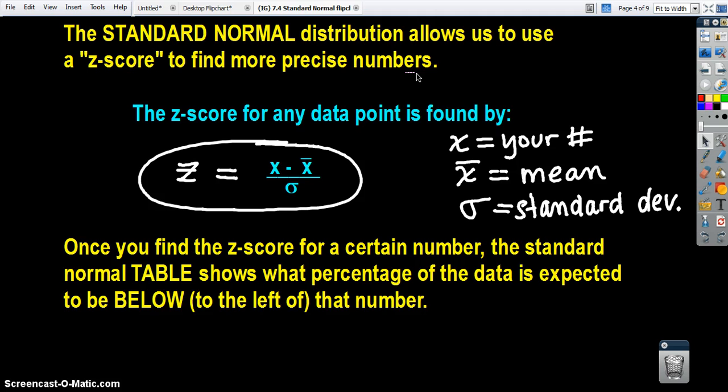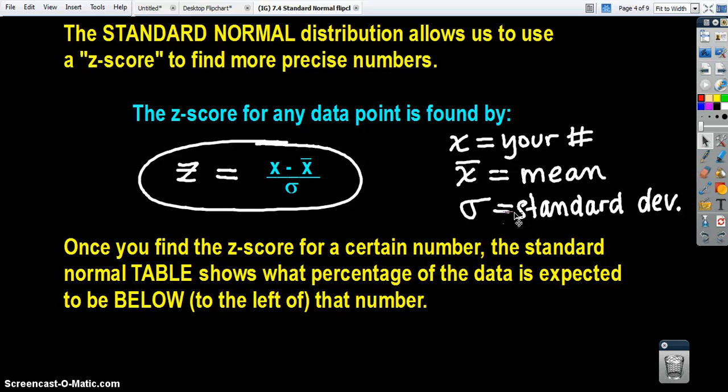The z-score for any data point is found by, here's a formula you have to use. The x stands for your number we're asking about, so in this case it would be 90. X bar still means the mean. And sigma, this little symbol right here, means the size of a standard deviation. It means 1 standard deviation, or the width of a standard deviation.